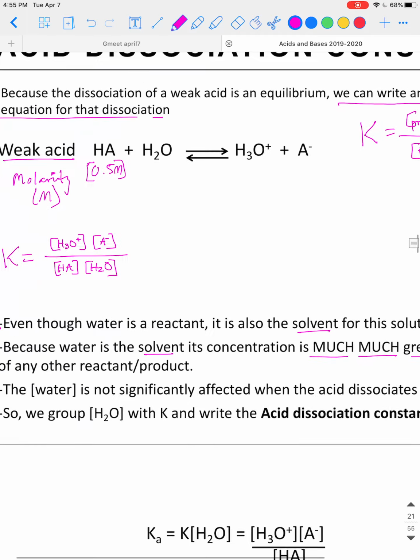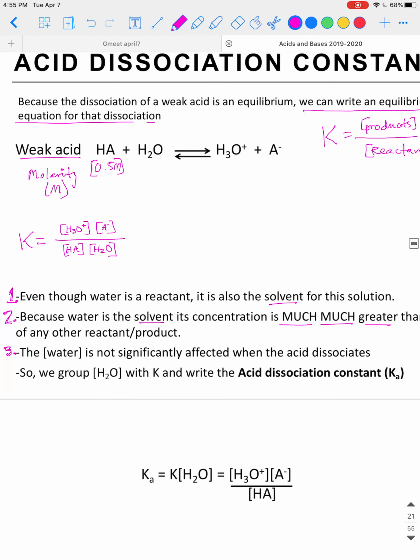And remember that the solvent, in any solution, is the chemical present in greater amount. So there's two parts to any solution, the solute and the solvent. The solvent is always the thing present in greater amount.